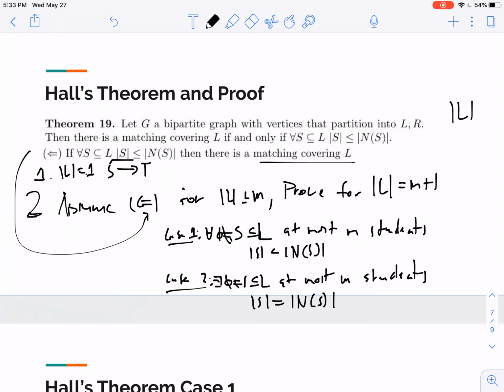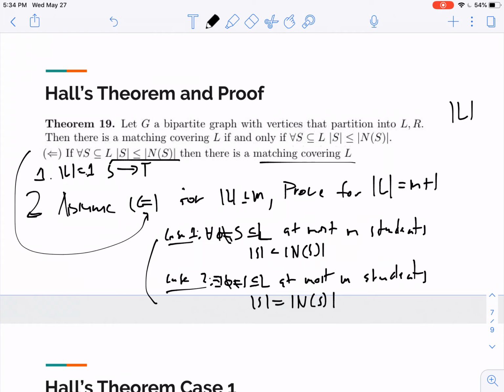And so here, the hypothesis guarantees us that for any subgroup of students, they will prefer at least as many tutors. And so that means there's two possibilities. Either every subset could prefer more tutors, or at least one group must prefer the same number of tutors. So clearly the cases are exhaustive.